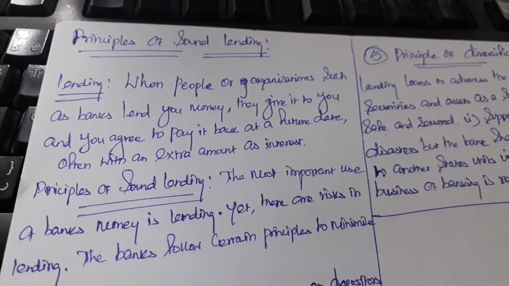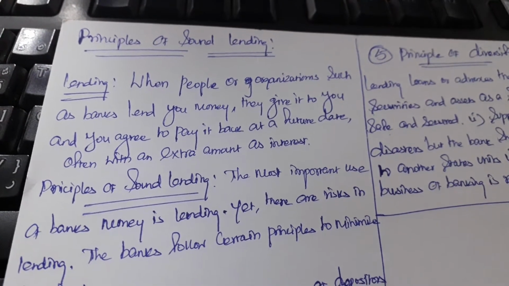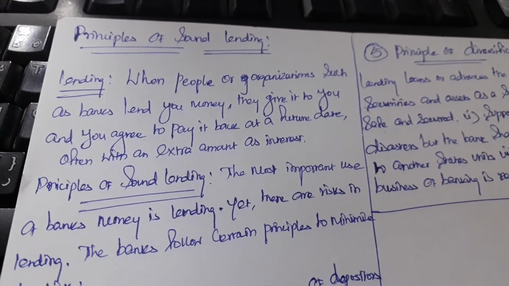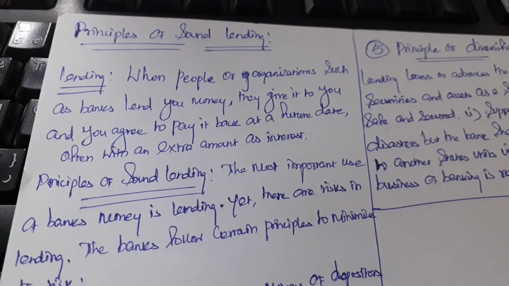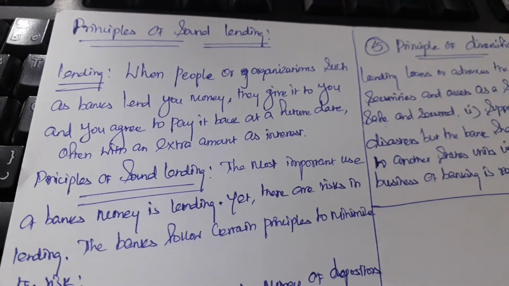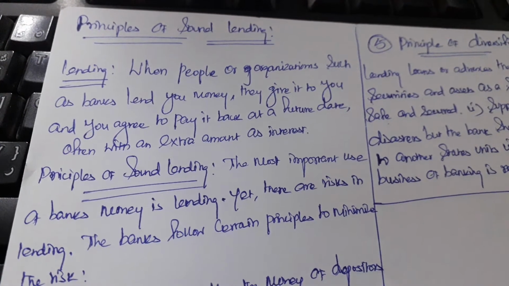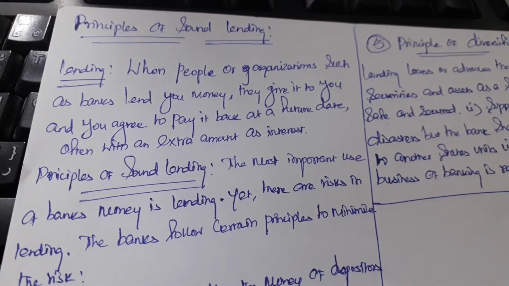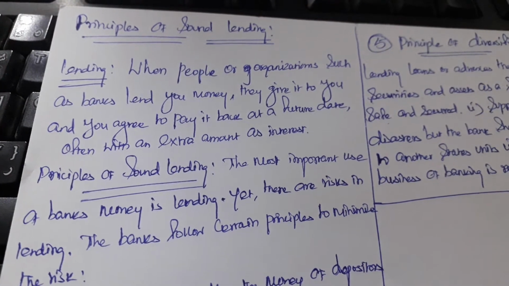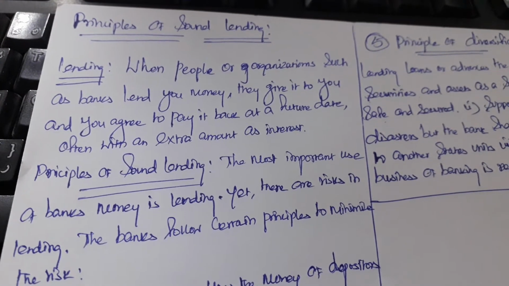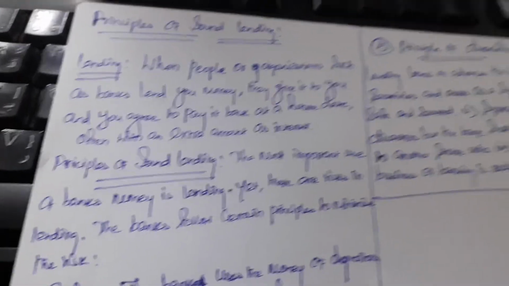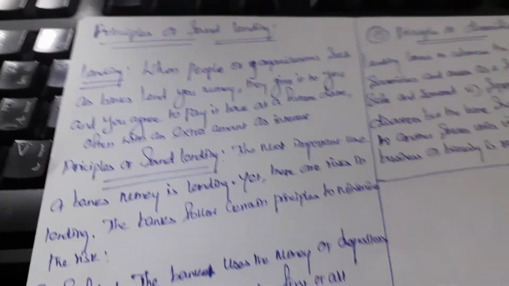Financial institutions, such as banks, usually lend money to the borrower. They give it to you now in the form of loans or advances. After receiving the money now, the borrower has to pay it back at a future date with interest. It is called lending.